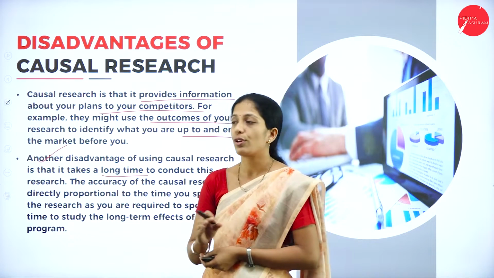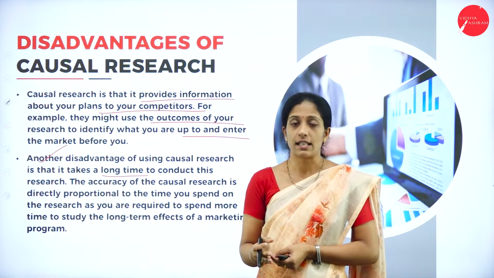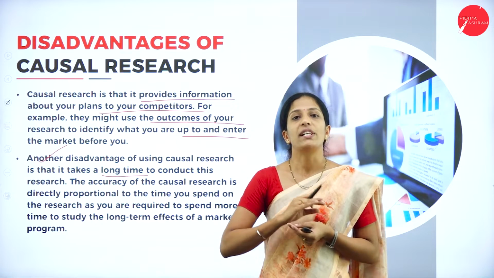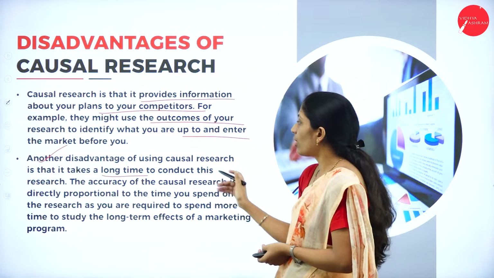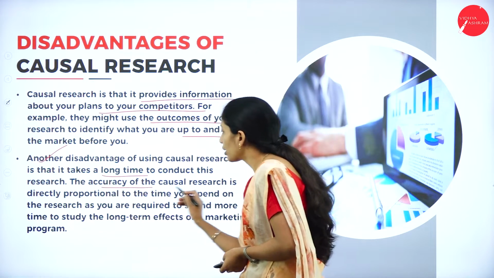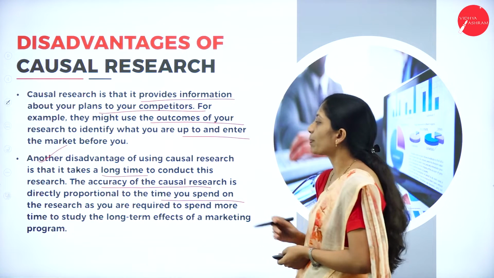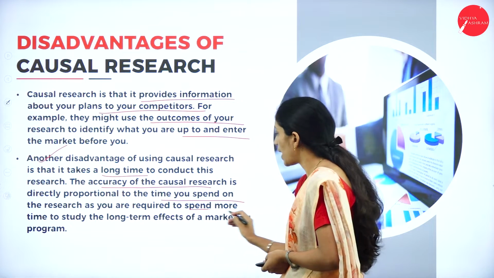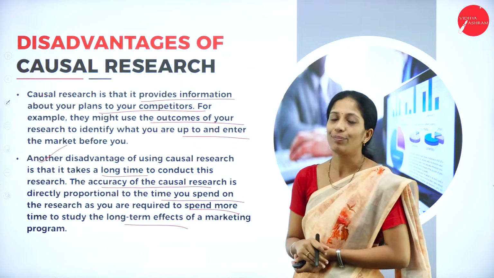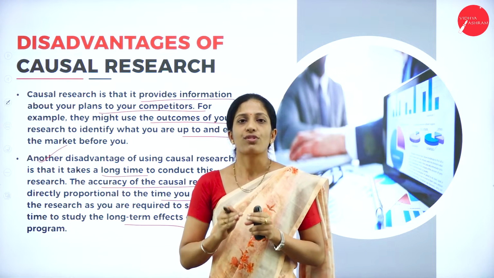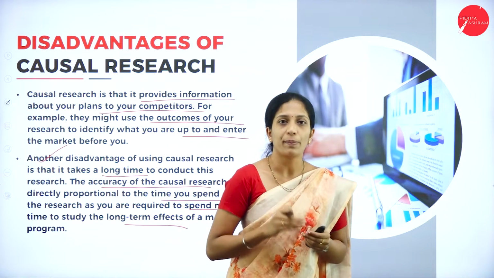So normally, I have told you we cannot get accurate results easily under experimental research or causal research. In that situation, the researcher will take a longer period of time in order to get accurate results. So it takes a long time to conduct this research; the accuracy of causal research is directly proportional to the time you have spent on the research, as you are required to spend more time to study the long-term effects of a marketing program. If they want to study a marketing program, it is not an easy task. It requires a long period of time.